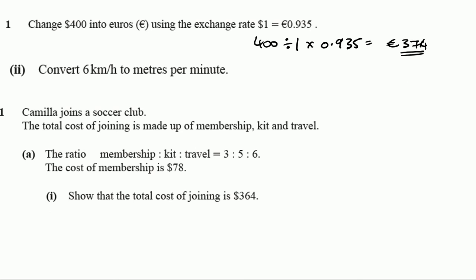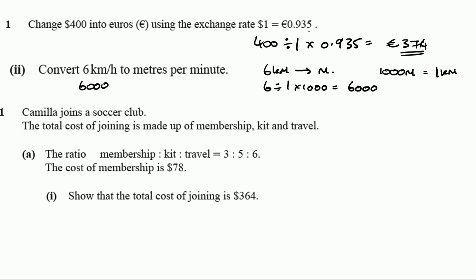Now I'm asked to convert 6 kilometers per hour to meters per minute. So let's think about converting 6 kilometers into meters. Now, 1,000 meters is the same as 1 kilometer. So to get away from my kilometers, I divide by 1. To get into my meters, I times by 1,000. So that's 6,000. So this thing is the same thing as 6,000 meters per hour.